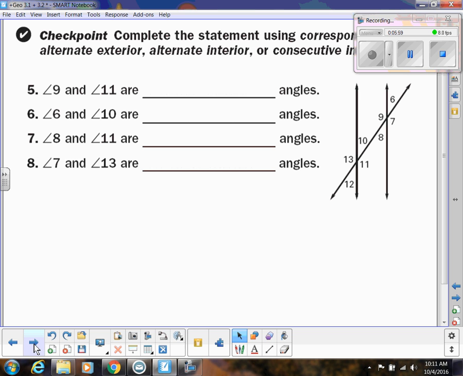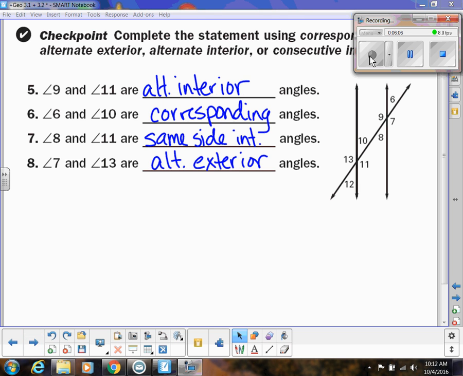So this might be a good practice for you. Pause the video and see if you can name these sets of angles. So check your answers, see if they match mine. Hopefully you've been able to identify them. And if not, then that's something we should ask about and go over in class.